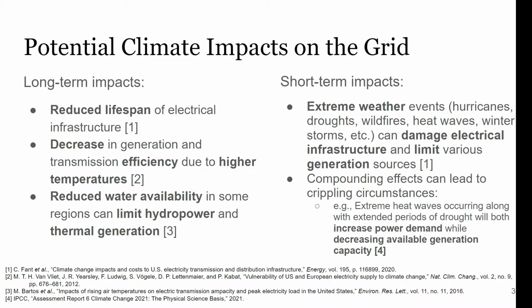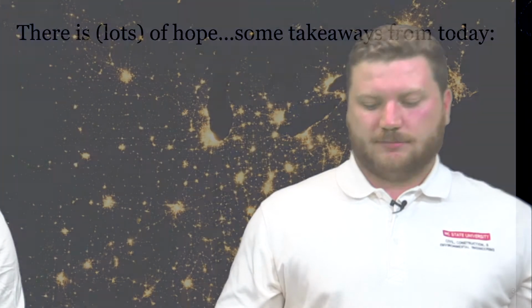So not only do we have these things that could potentially happen to the grid, but we're also planning on expanding the grid, adding more things and electrifying more things. So we're having reduced capacity, but we also need to build more capacity. So these are things that people are thinking about as they're building out the grid today.